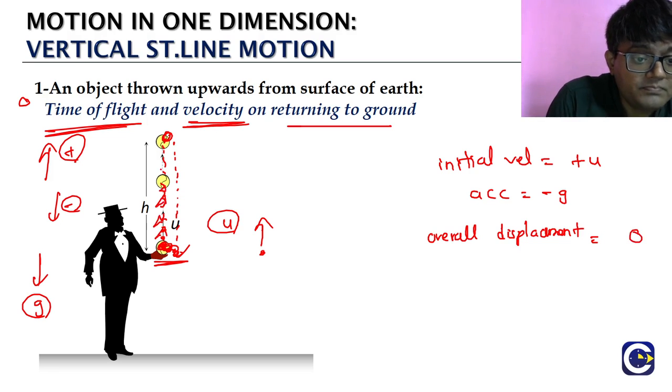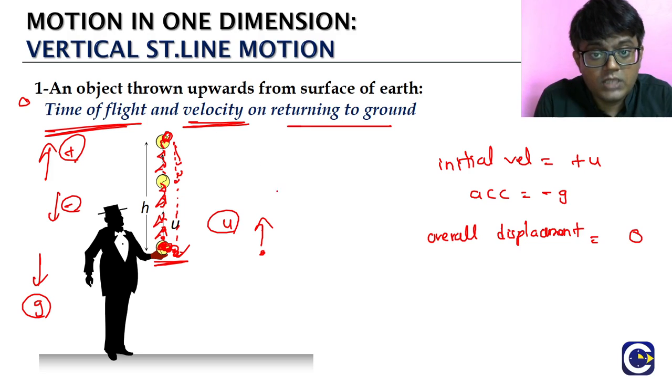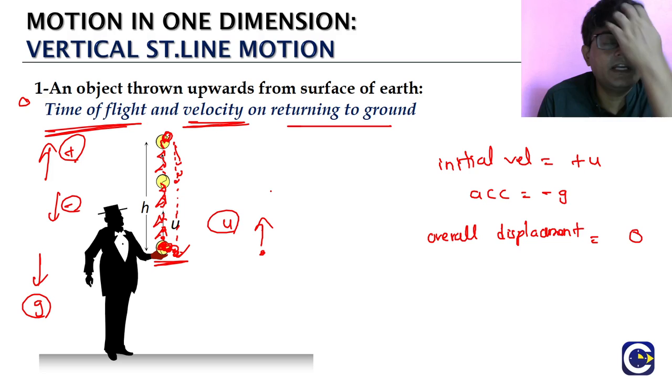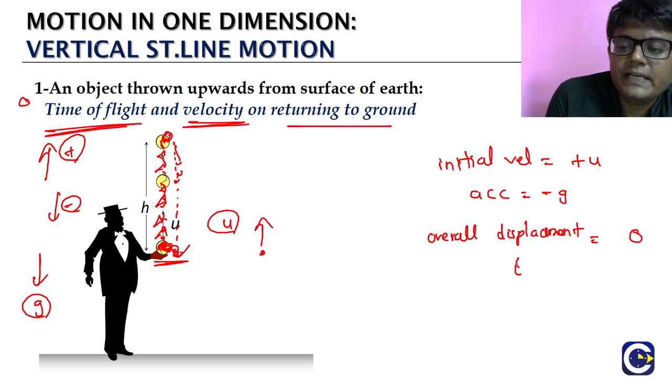It is going up, that's fine, and then again coming back. We are looking at the overall journey. The overall journey means it goes up and then comes back. So the initial point is coinciding with the final point of that particular object, which means the overall displacement will be 0. Now can we find the time?